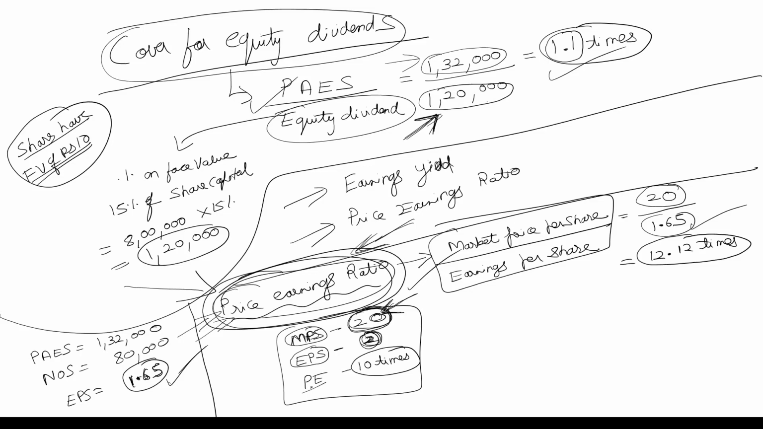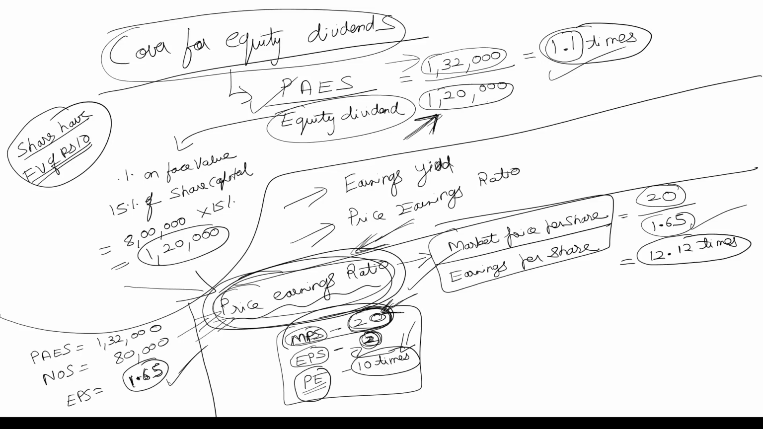So the market is placing a 10 times value on the earnings, and the market price per share is rupees 20. If the company's share has made a certain earnings, how many times value is placed on it is what is measured by the PE ratio.